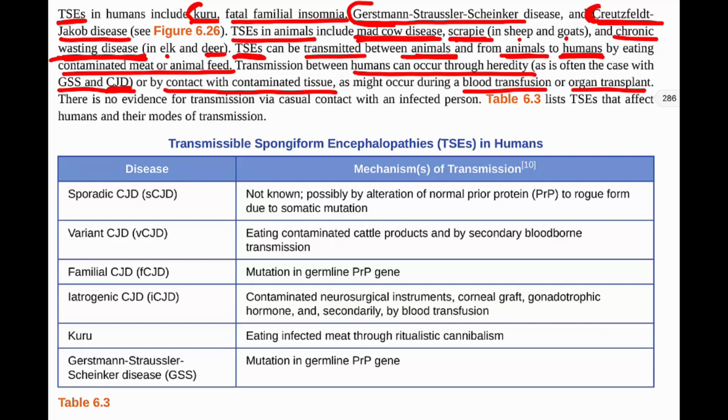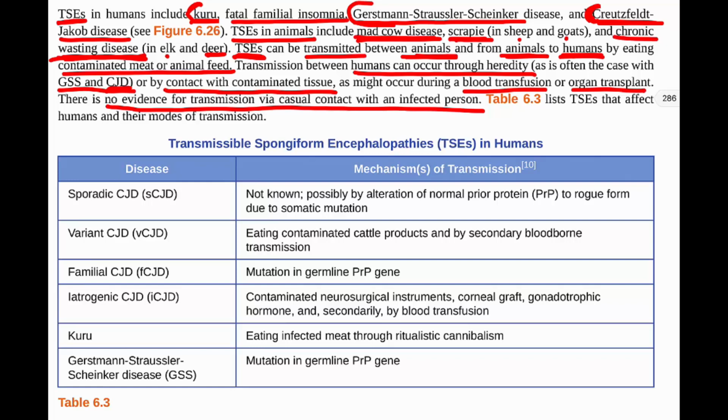There is, however, no evidence of transmission via casual contact. So if you meet somebody that has Creutzfeldt-Jakob or GSS or Kuru or fatal familial insomnia, then just shaking their hand or being around them, or even if they sneeze on you, that's not an issue. It's coming into contact with the actual prions that are in the brain or in the nervous system and getting those directly in the body.